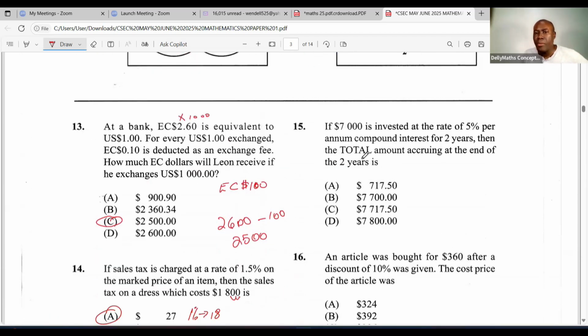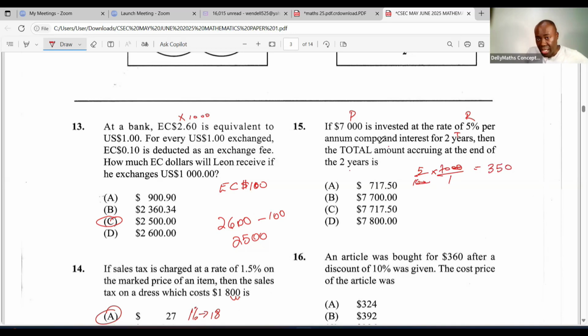7,000 is invested at a rate of, so this is P, at a rate, this is R, this is T. Then the total amount accrued at the end of the 2 years. This is not simple interest, it's compound interest, I should say. So you're going to have to put in some work here. You could work this 2 times, 5%, not too bad. You could say 5% of the 7,000. So you're talking about 5 times 70. That's about 350.